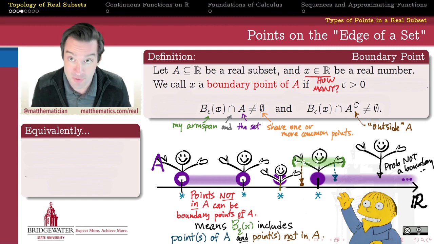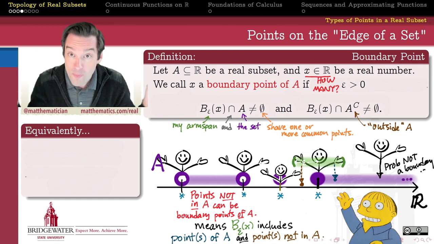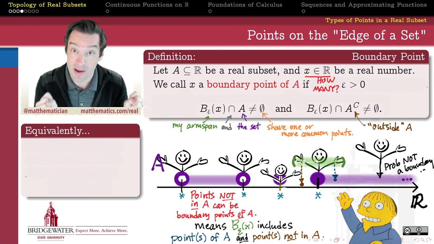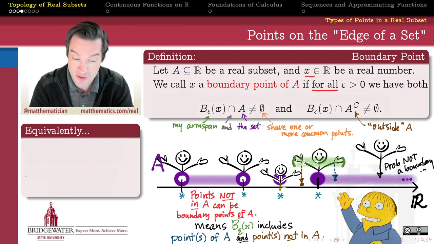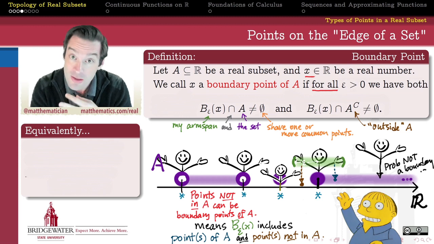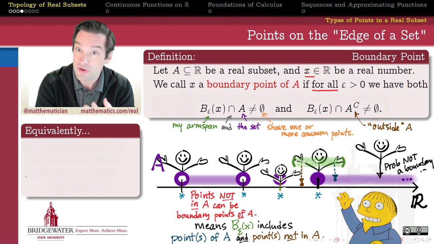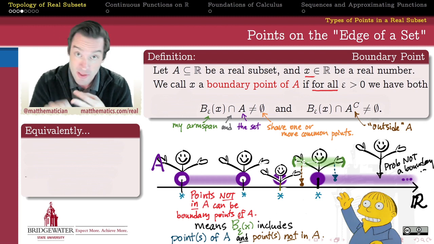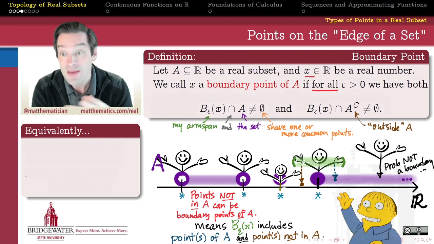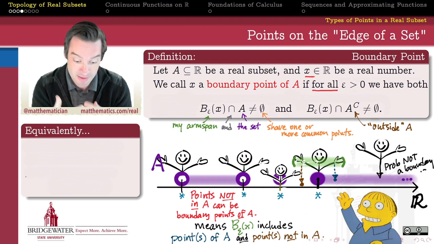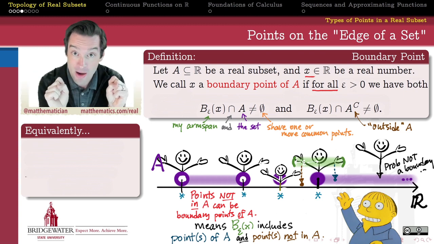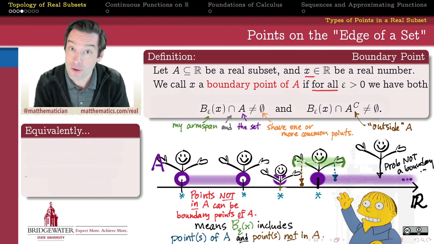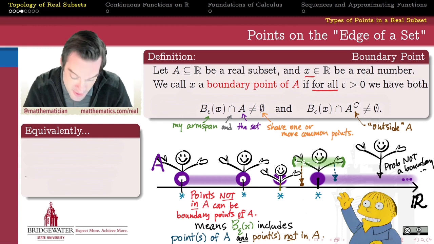But I don't want that to happen. I want to make sure that no matter how long or how short my arms are, I'm always reaching both into and out of the set. I always am able to reach a point of A and a point of A complement. So unlike our definitions for interior and for isolated points, for which we only needed a single value of epsilon to make them work, here our definition for boundary point needs to be able to reach inside the set and out of the set for all values of epsilon. No matter how short my arms are, no matter how long my arms are, if I'm a boundary point, I'm able to reach a point of A, and I'm also able to reach a point outside of A. So there's our definition for boundary point.